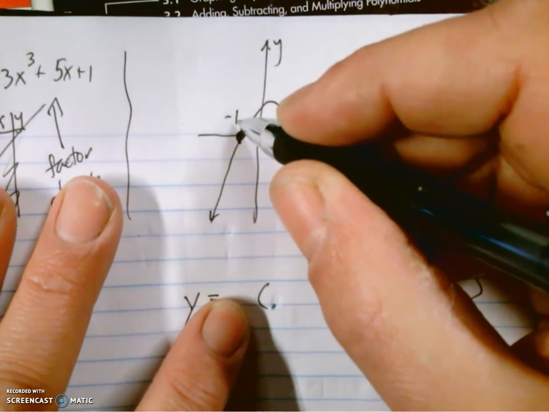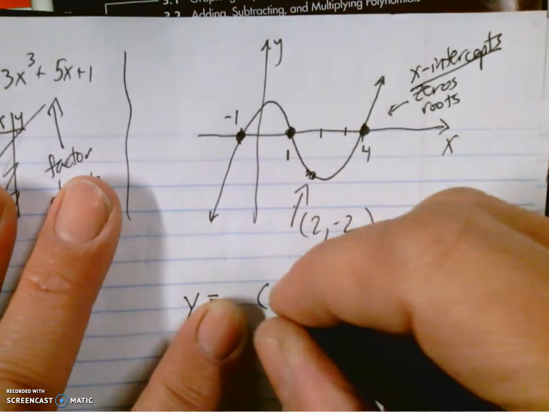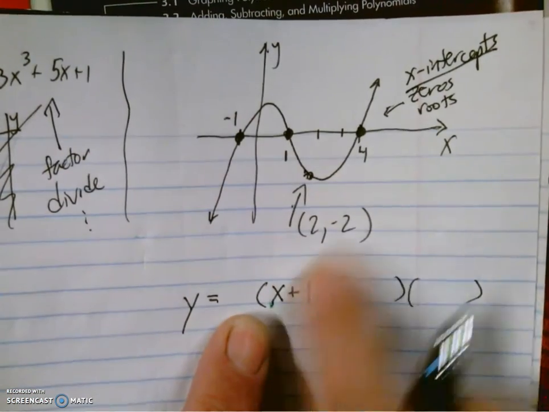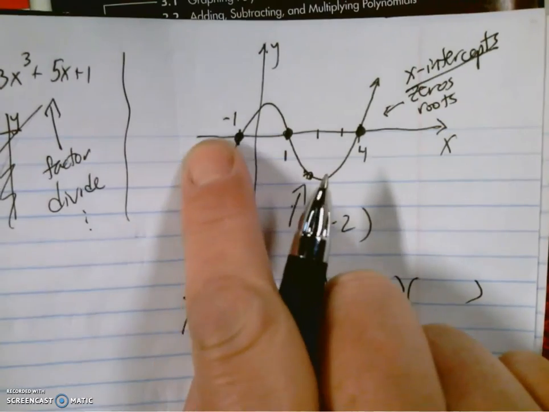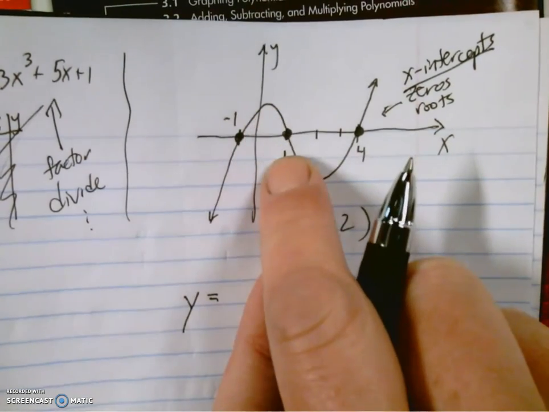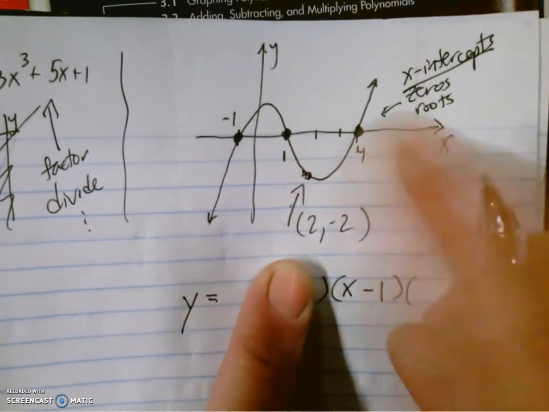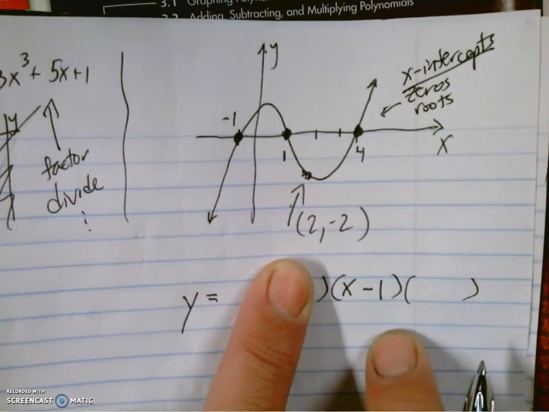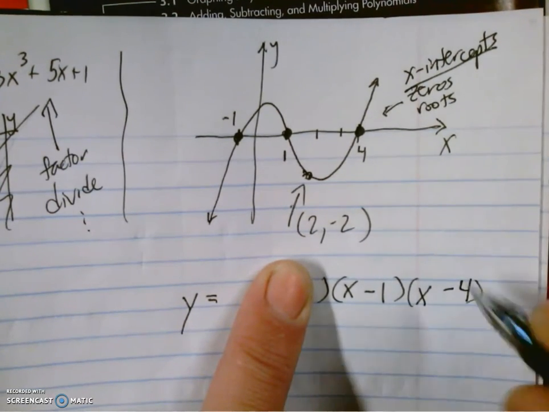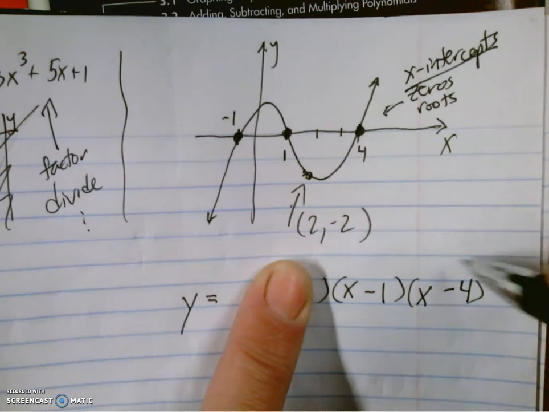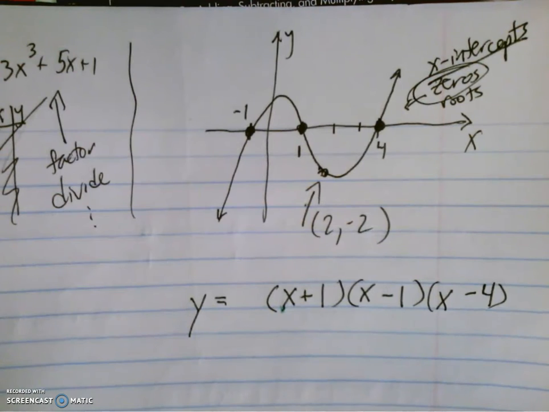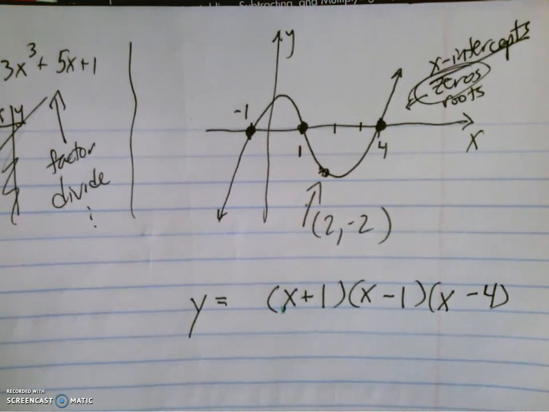Now the key thing is a little bit backwards. If your zero is -1, then your factor is x plus 1, because this is the value that you plug in to give you 0. When you plug in -1, that would give you 0. Now when it's 1, your factor is not x plus 1, it's x minus 1, because when you plug in 1, that will give you 0. Same thing with 4. It's not x plus 4, it's x minus 4, because when you plug in 4, the whole equation goes to 0. That's why we call them zeros. They quite literally make the entire equation 0.